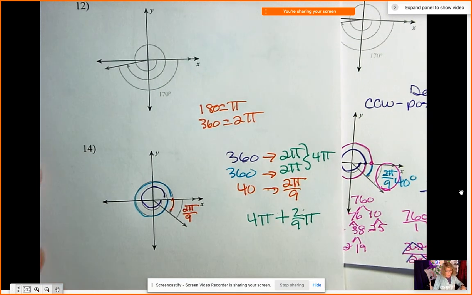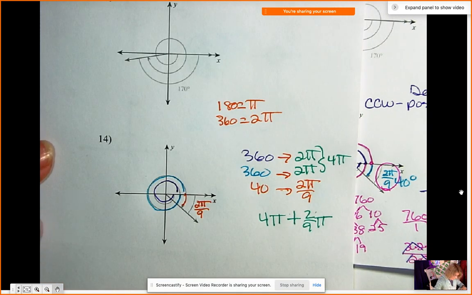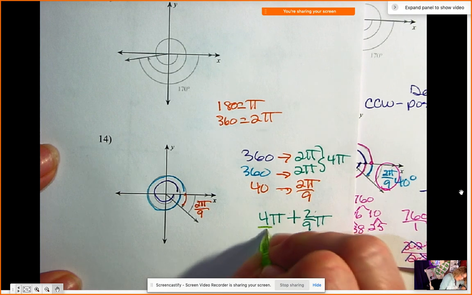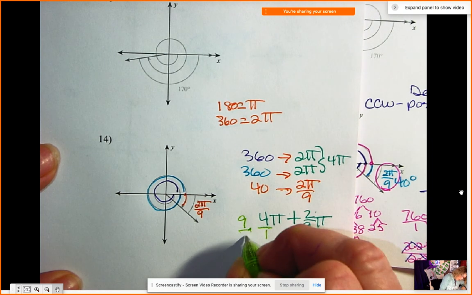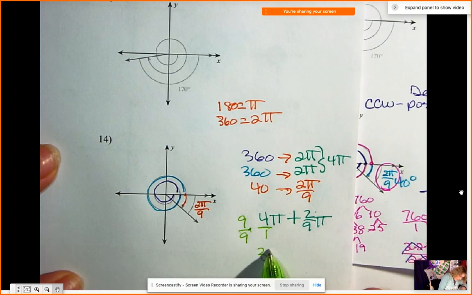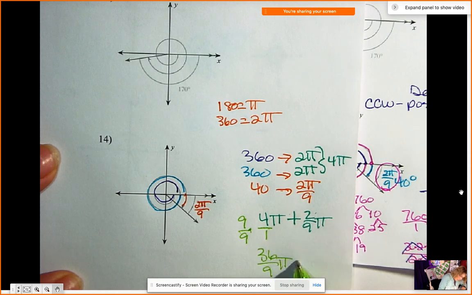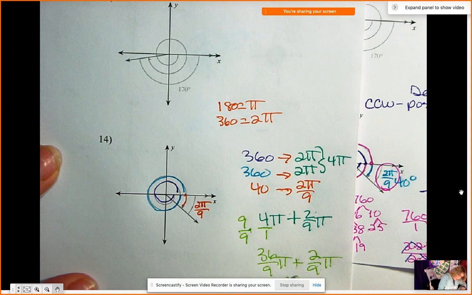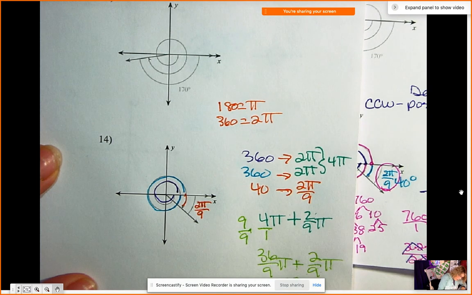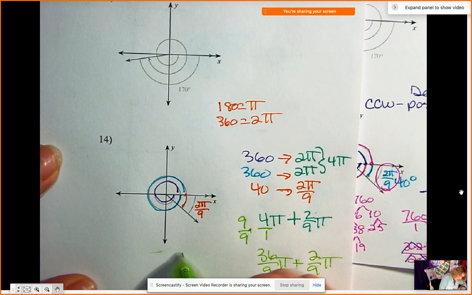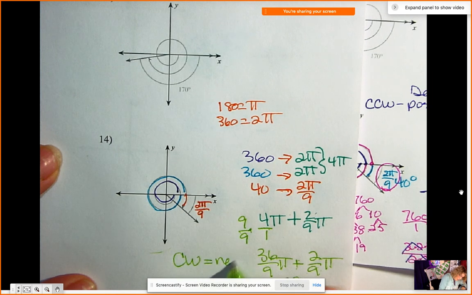So I need to find a common denominator. Yes, you got to use a little bit of fractional stuff. Put that over 1. Let's multiply this by 9 over 9. So I get 36 over 9 pi plus 2 over 9 pi, which will be 38 over 9 pi. And we have to put negative because it went clockwise. So we knew it was negative because of the clockwise.